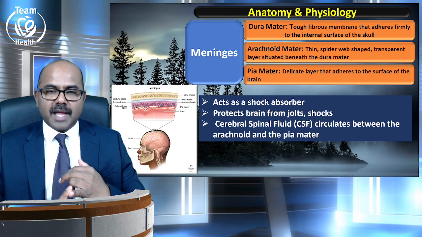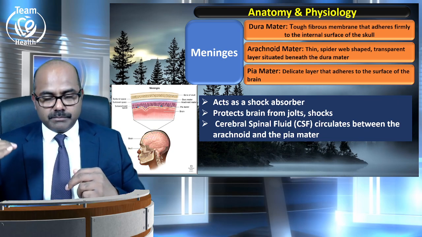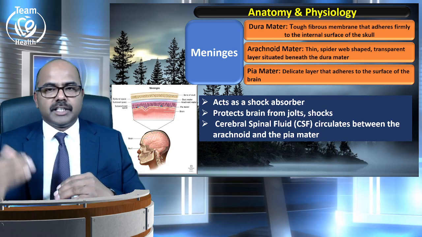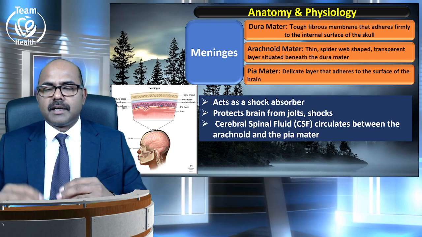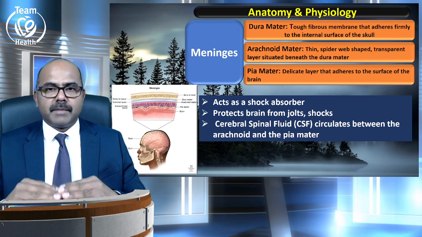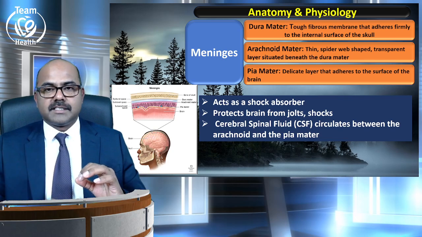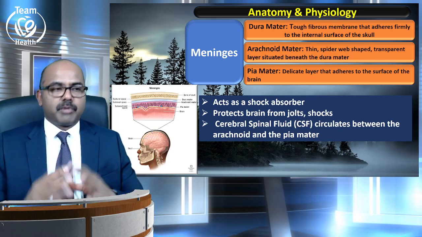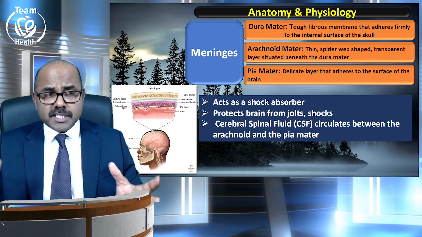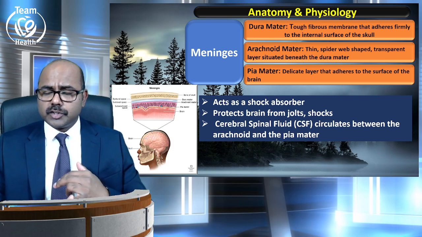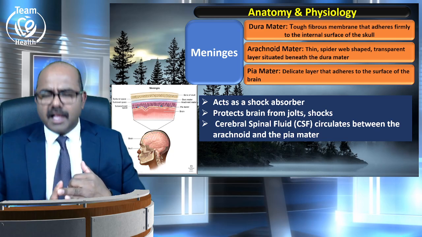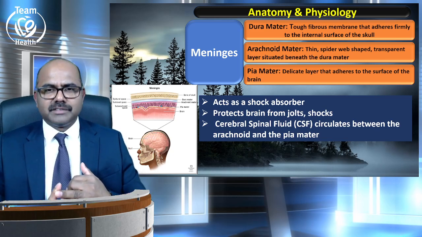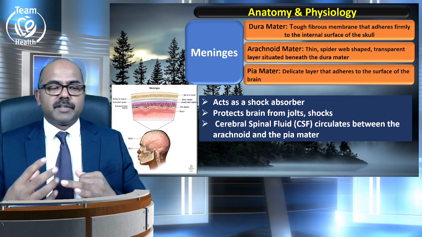The first one is the dura mater. That's a fibrous layer just below the skull, and then you have your arachnoid mater. That's a thin, spiderweb shaped, transparent layer, and then you have your pia mater. That's a thin layer that covers the surface of the actual brain. So the meninges acts as a shock absorber, and it protects the brain from jolt shocks when you have deceleration or acceleration. That protects the brain from injury.